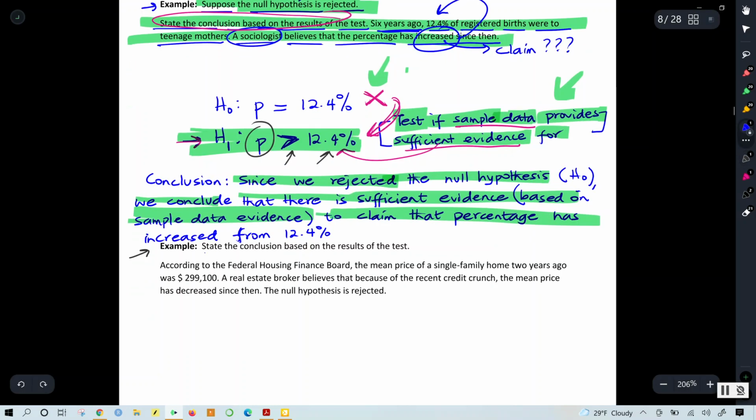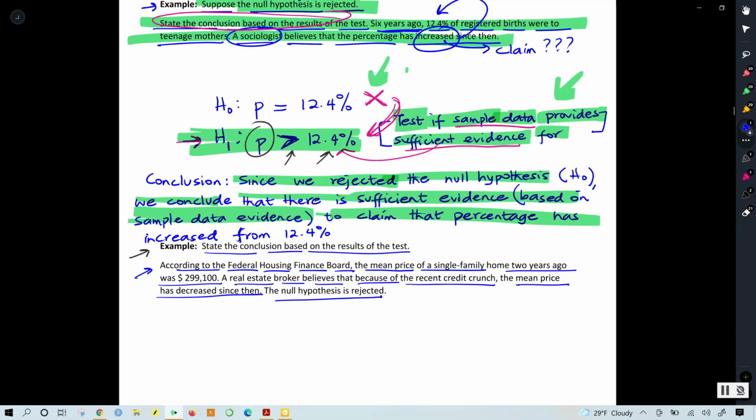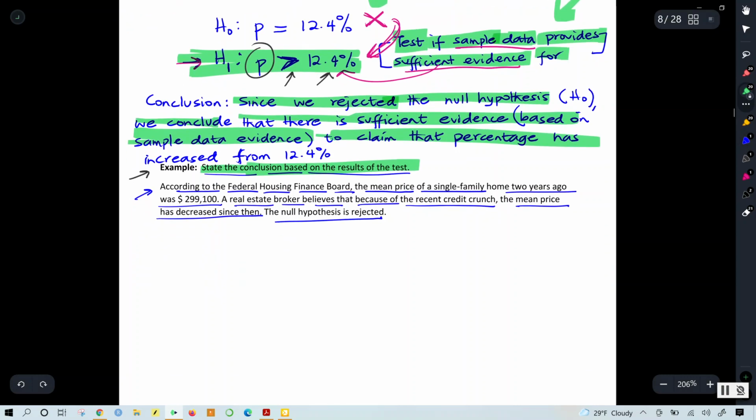In this example, we have to state the conclusion based on the results of the test. According to the Federal Housing Finance Board, the mean price of a single-family home 2 years ago was $299,100. A real estate broker believes that because of the recent credit crunch, the mean price has decreased from that amount since then. Well, after the analysis of the sample data, the null hypothesis is rejected. Our goal is to state the conclusion correctly. Let me walk you through the process.